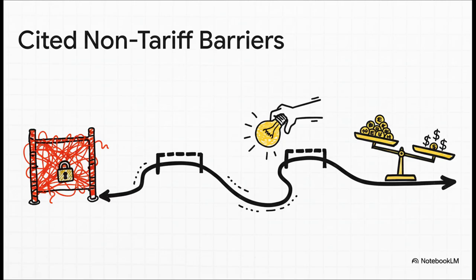But the document says it's not just about tariffs. It also points a finger at all these other non-tariff barriers. You could think of these as the hidden hurdles, right? Things like super complicated licensing rules, not enough protection for intellectual property, and even currency practices that just make it that much harder for U.S. products to get a fair shake overseas.